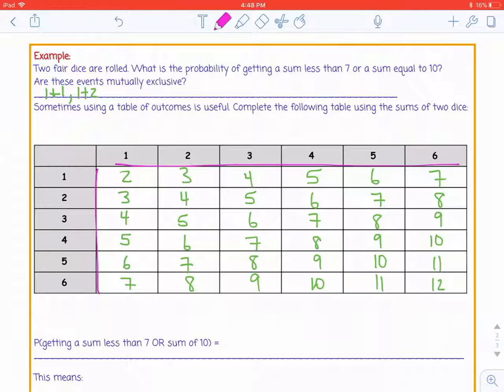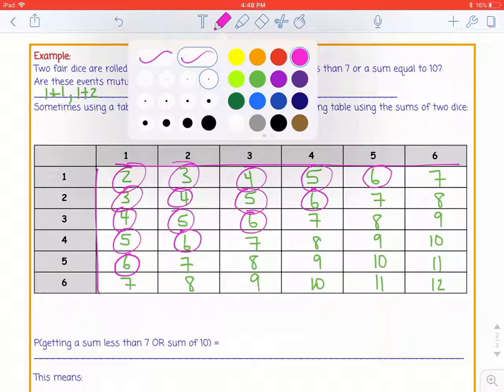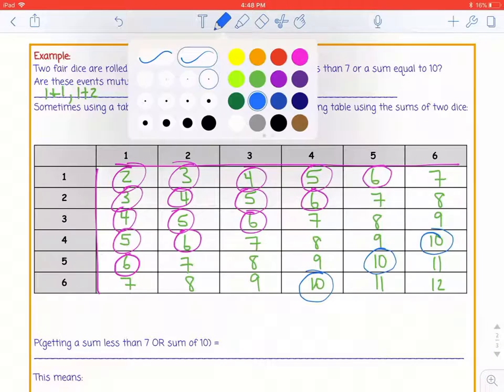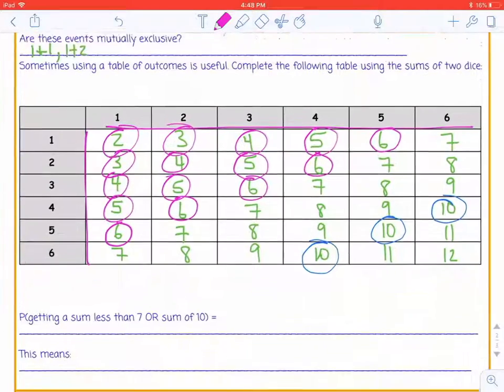So we could easily see that we have sums that are less than 7 right here. So all the 6s and 5s, 4s, 3s, and the 2. So the probability of getting a sum less than 7 or a sum of 10 is much easier to pick out when you put your numbers in a table and write out all the options just so you don't miss anything that's possible.